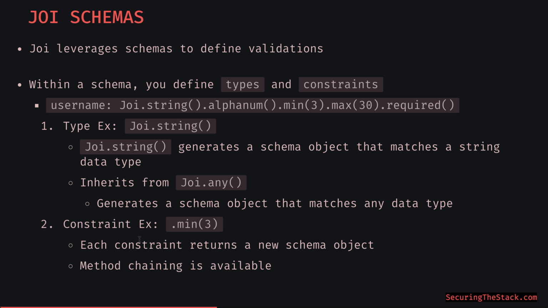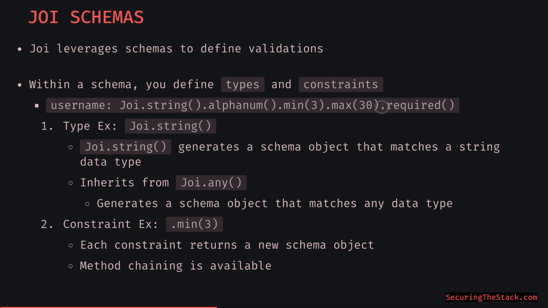Now, what is an example of a constraint? Alphanumeric, that's a constraint, min, I think you get the idea. But here's the key takeaway: each constraint returns a new schema object, which is awesome, because that means method chaining is available. So that's how we can do alphanumeric, min, max, etc.